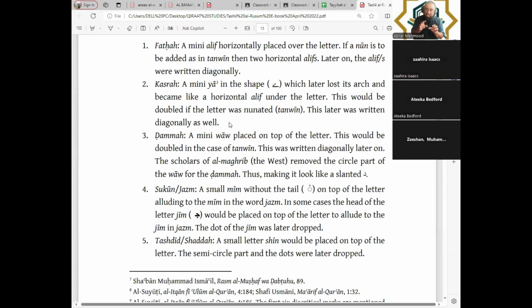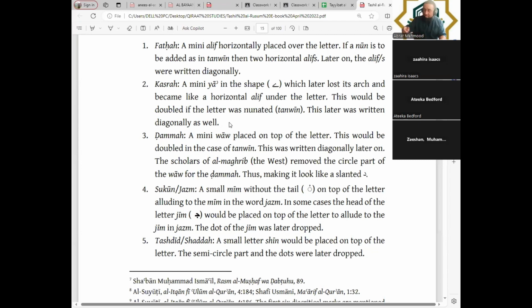So you can see that all the signs and the differences that we've seen between the Madani and the South Asian Mus'haf and other Masahif around the world, there were very, very unique reasons for why or how things developed.